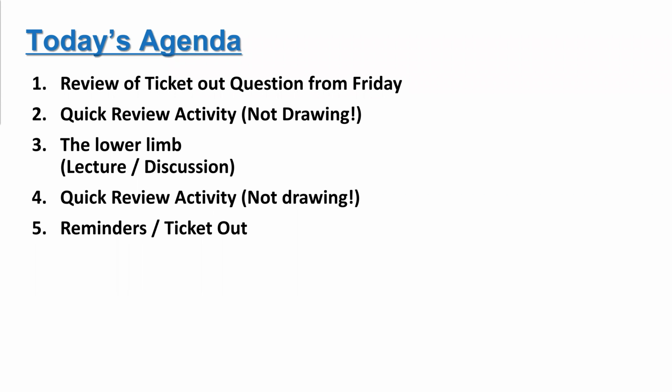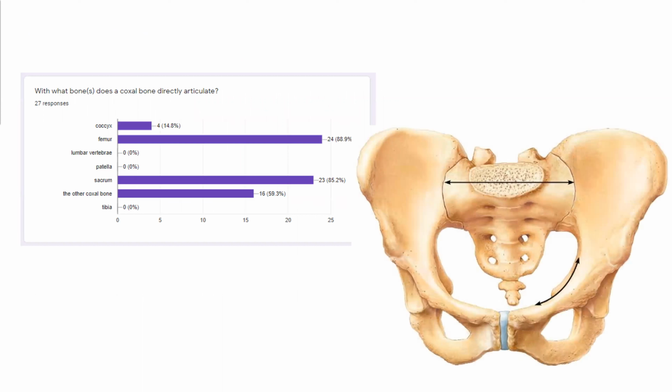On Friday, on your way out the door, I asked you to name the bones with which a coxal bone directly articulates. Overall, the class had the right idea here, but I want to make sure we've got some good understanding. The coxal bone, of course, articulates with the femur. This happens at the two hip joints here and here. The acetabulum of the coxal bone articulates with the head of the femur, that really nice ball and socket joint. We'll learn about those different joint structures in class today.